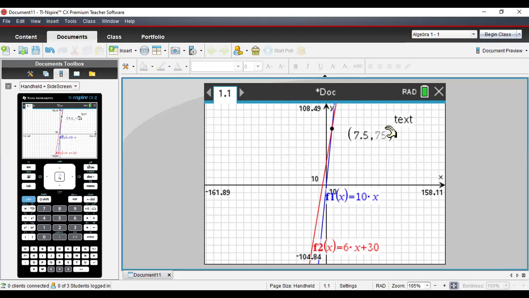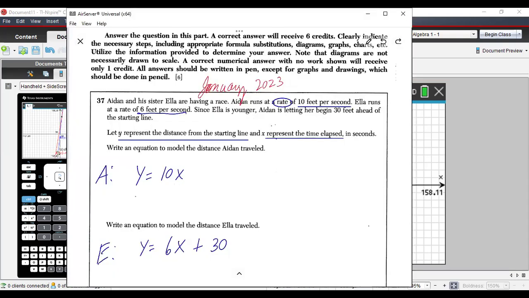He ran 75 feet. She obviously didn't run 75 feet. She ran 45 feet, but that's our answer. All right, so if I go back here, I would say Aiden caught her after 7.5 seconds. Boom, done. All right, plus 1, plus 1.